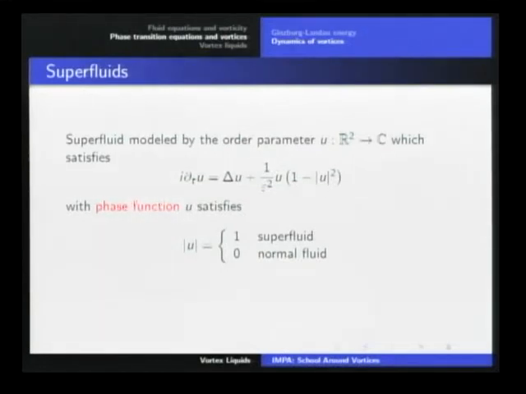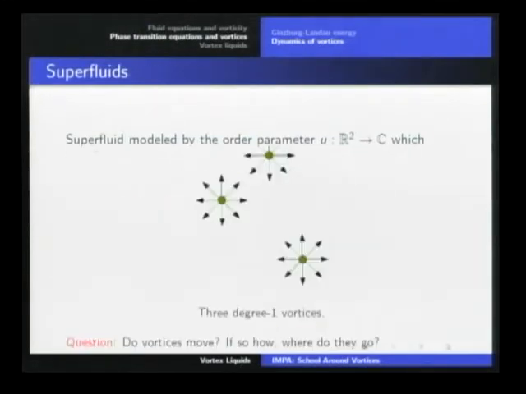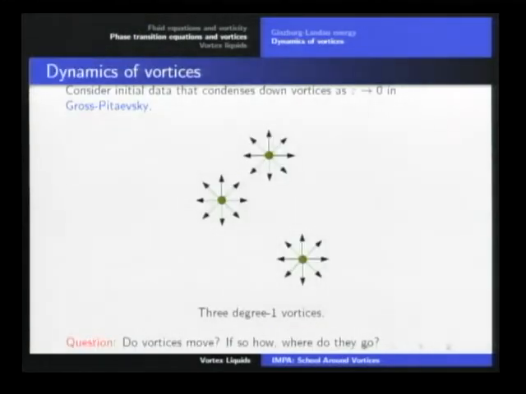Okay. So let's talk a little bit about superfluid equations. Again, this is modeled by the Gross-Pitaevskii equation, which has a complex valued order parameter. In this case, when we're in the superstate, we're a superfluid. And when we're 0, we're in the normal state. And being a superfluid means there's no internal friction. So if you spin it, it should spin forever and do some other crazy things. So in this case, we want to understand, for instance, if we put down a couple of these vortices, how are they carried along? If vortices move, how do they move? If so, where do they go?